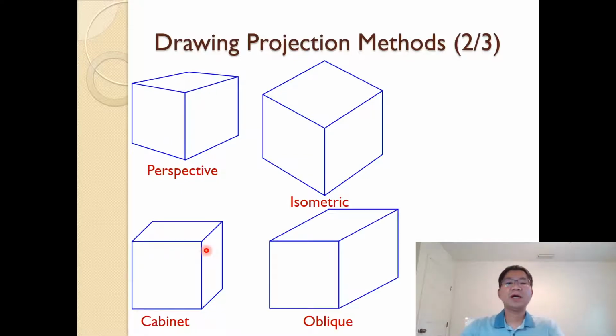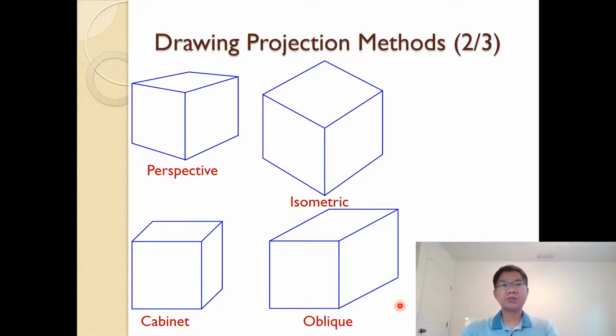Similar to cabinet, the oblique has one surface on the screen, and the others, of course, show the depth, but the angle that they form from the horizontal here is about 30 degrees. So that's the typical difference between those. And normally we don't use those to present engineering drawings.